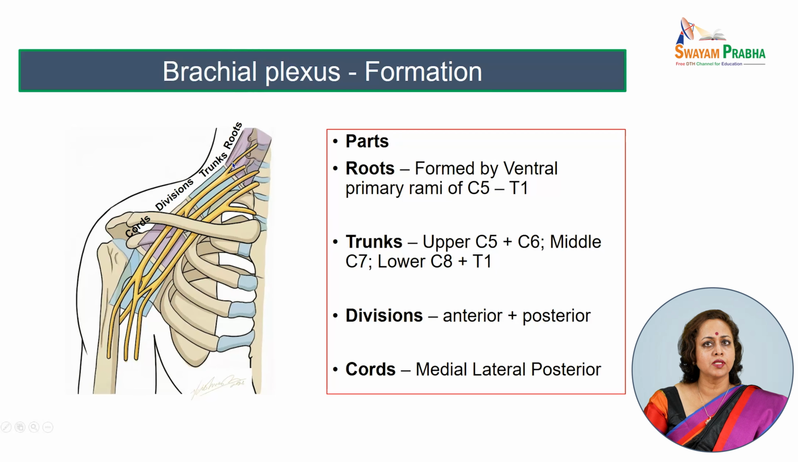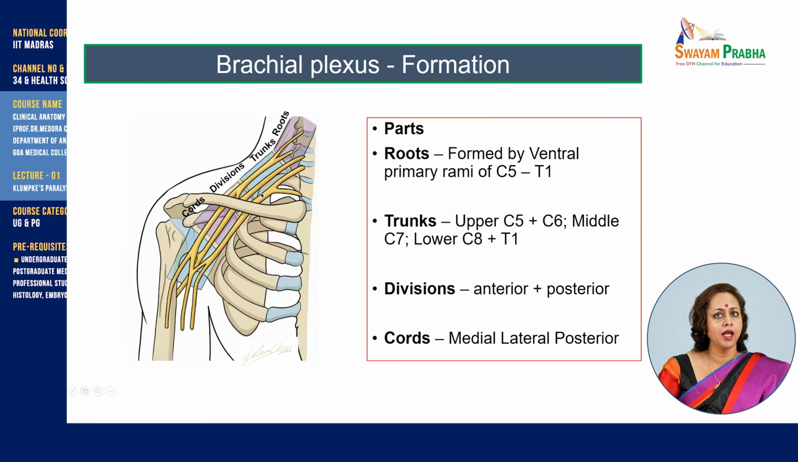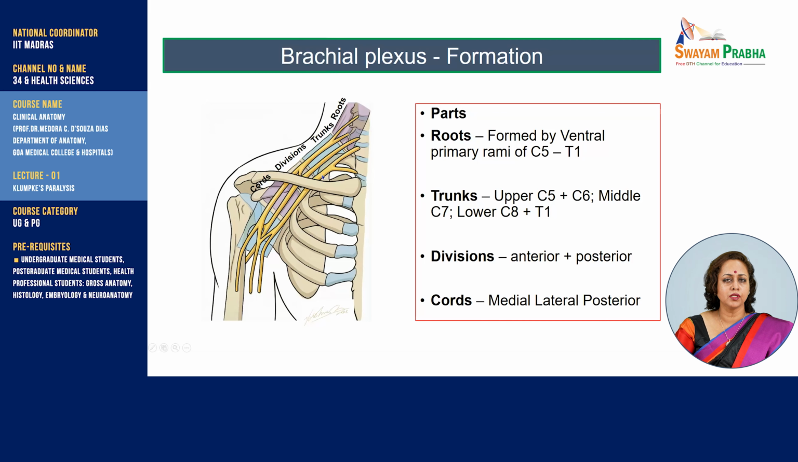Now these roots join up to form trunks of the brachial plexus. The C5 and C6 join to form the upper trunk. C7 doesn't join anything but itself forms the middle trunk, and C8 and T1 can be seen to form the lower trunk. These trunks, upper, middle and lower, are named in accordance with their position, superior to inferior.